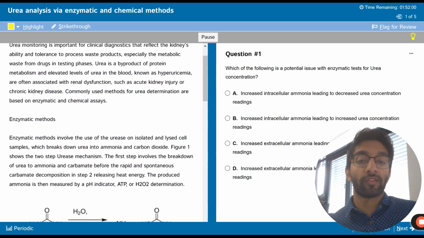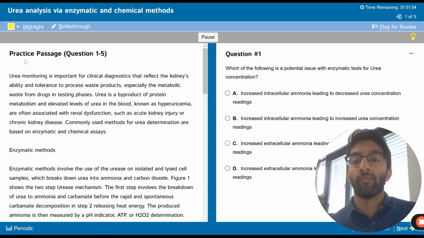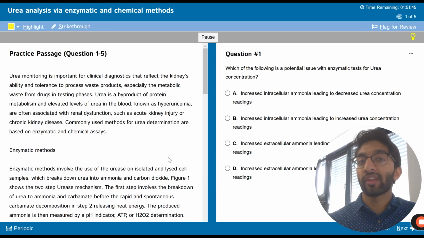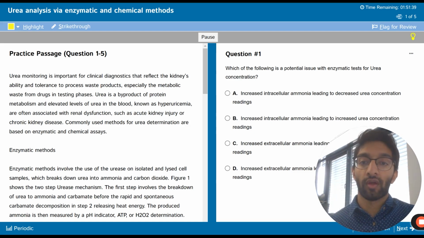And commonly used methods for urea determination are based on enzymatic and chemical assays. And we can already see that the next section is going to be titled enzymatic methods. So from this paragraph, we should already have an understanding that this passage is going to be about urea analysis, and more specifically, enzymatic and chemical assays. And why are we looking at urea? Because if you have too much urea in the blood, that can be a bad thing for your kidneys. That's it. So now that we have a good understanding of that, why don't we go into the next paragraph?